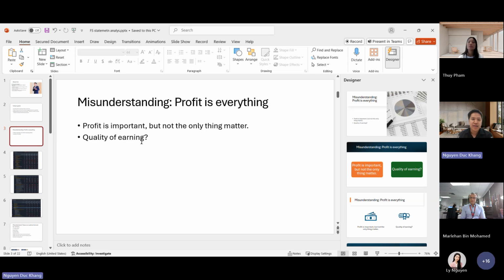So the first thing I want to say about the financial statement is the most common misunderstanding: people often think profit is everything. The first thing a person wants to look at is the income statement, to see the net income of the company, how much money they made. Of course, profit is important, but it's not the only thing that matters. There are so many other things for a company to look at, not just the profit.